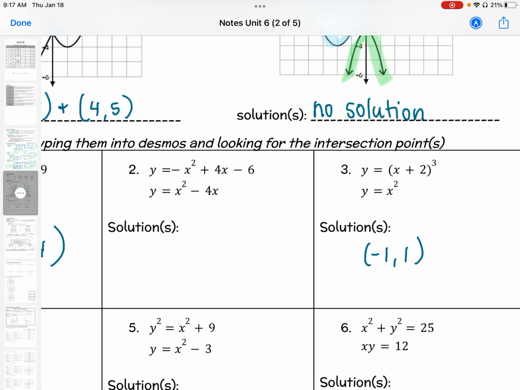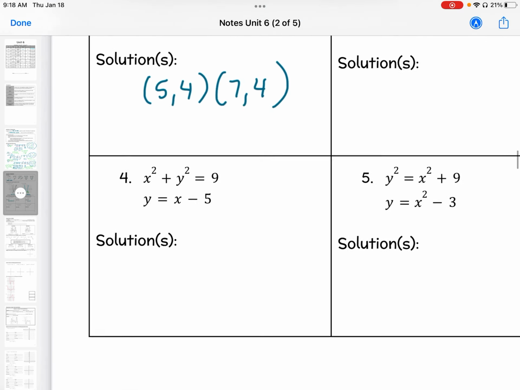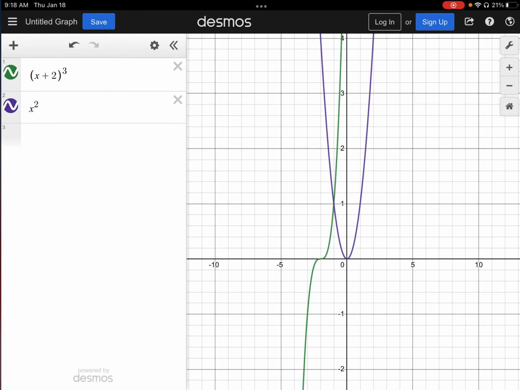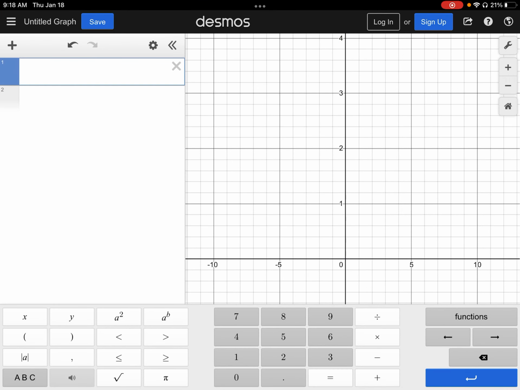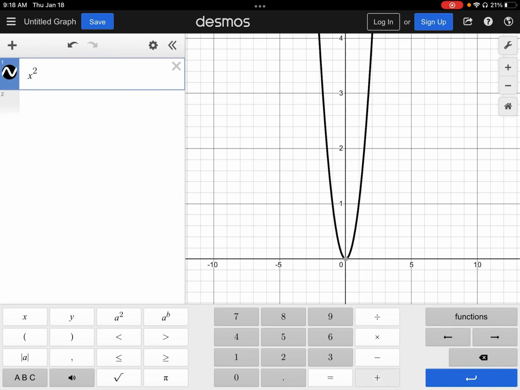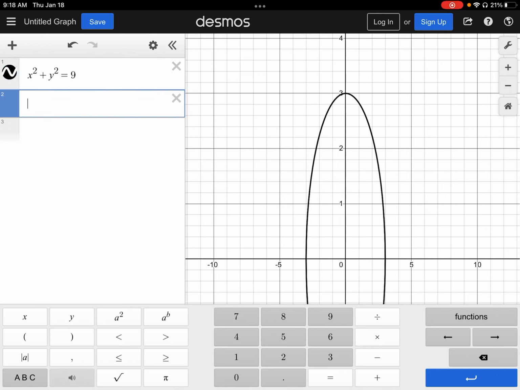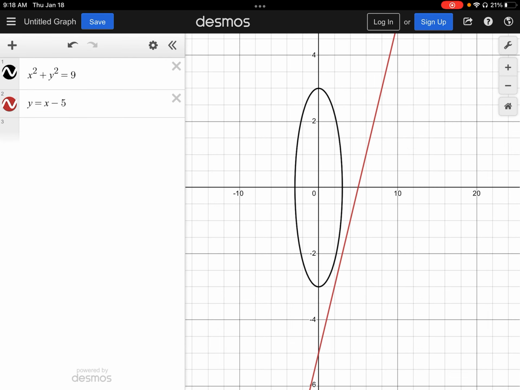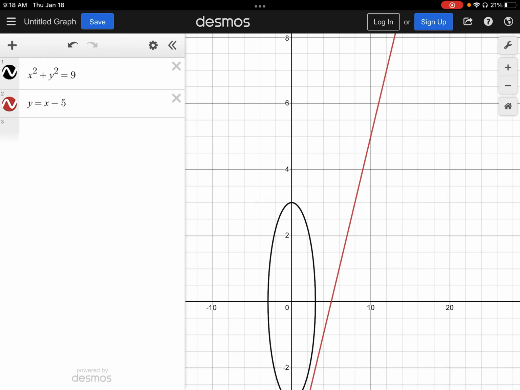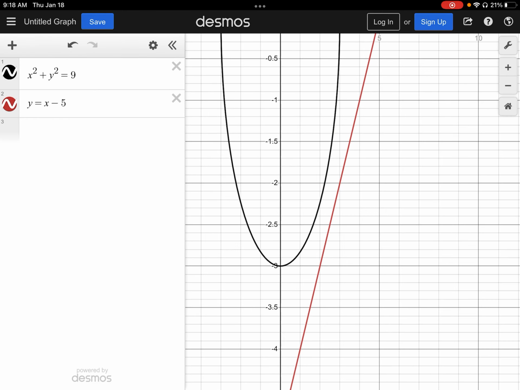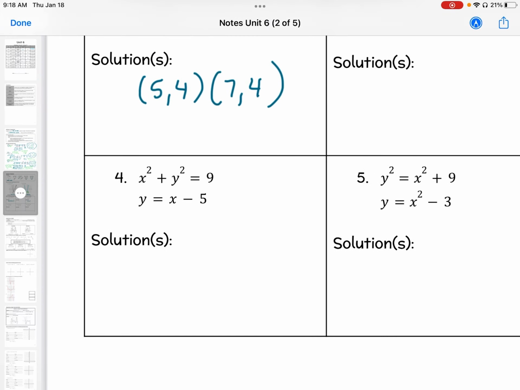Let's do number 4. So I'm going to go back to Desmos, type them in. So this one's x squared plus y squared equals 9, and y equals x minus 5. All right, so we've got a circle and we've got a line. So these two are never going to touch each other. So if they never touch, then it's just no solution.